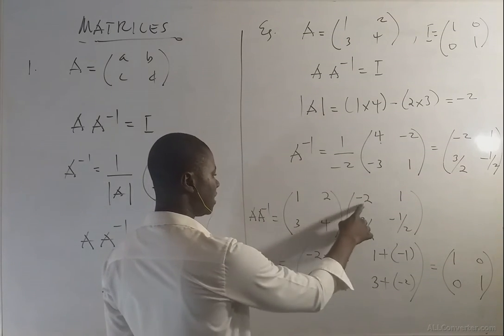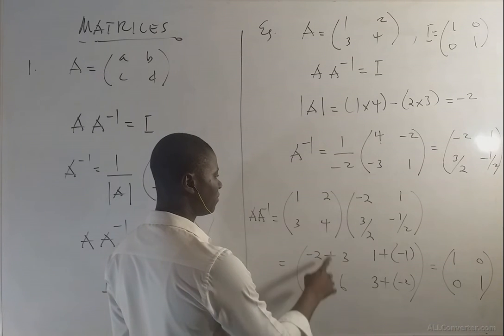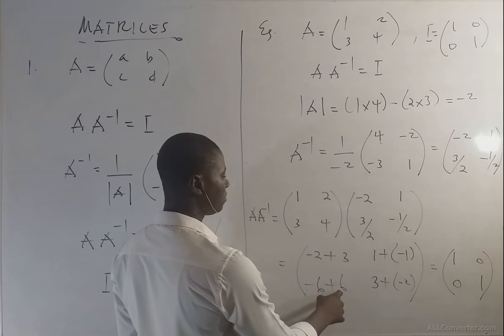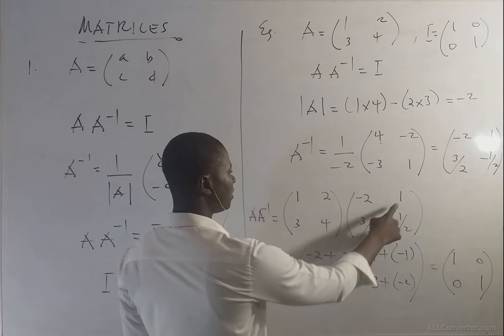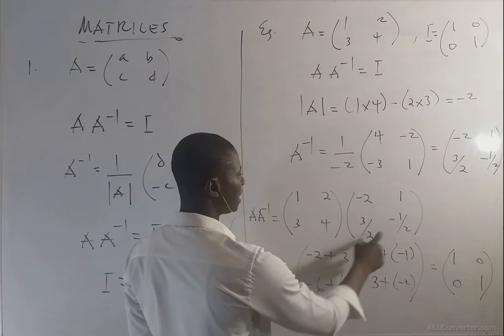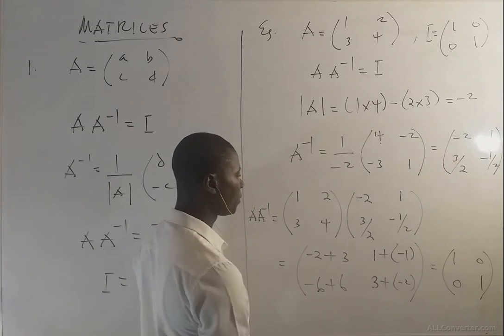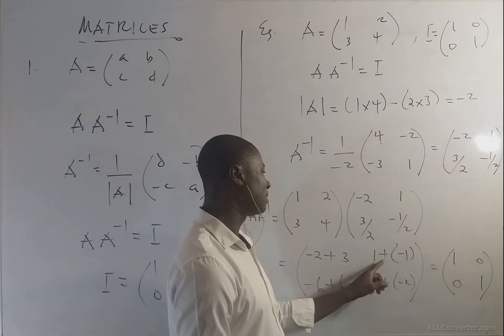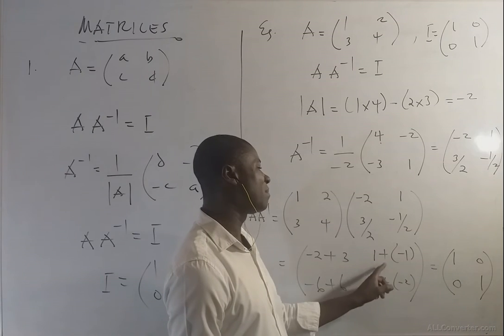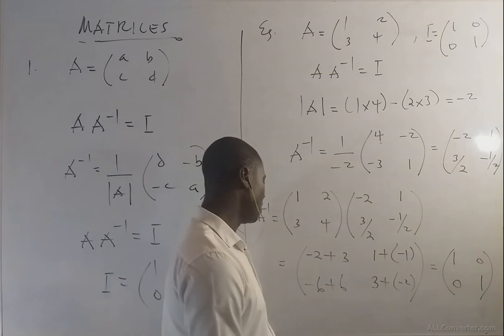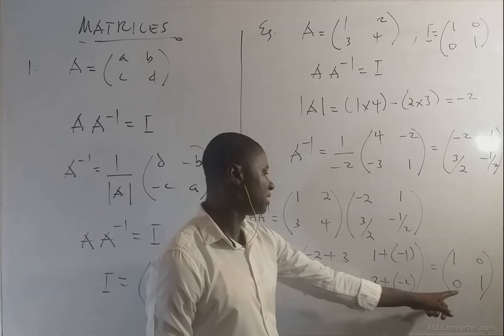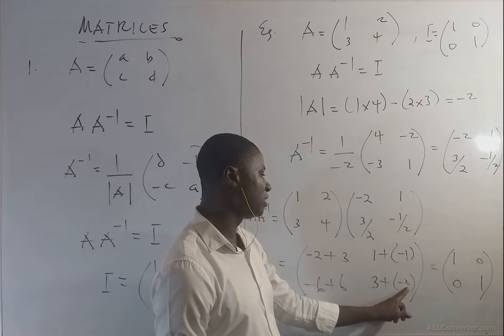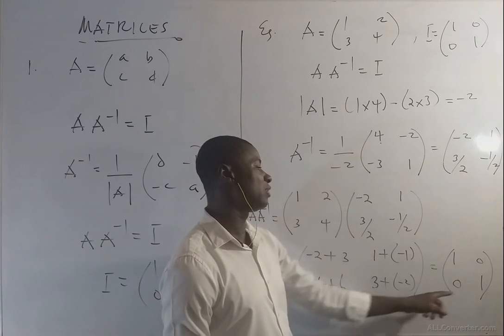Now 3 times minus 2 give us minus 6, plus 4 times 3 on 2 will give us 6. Then 3 times 1 will give us 3, plus 4 times minus half will give us minus 2. And so if you want to simplify, minus 2 plus 3 will give us 1. Then 1 plus minus 1 is the same as 1 minus 1, and that will give us 0. And minus 6 plus 6 will give us 0. Then 3 plus minus 2 is the same as 3 minus 2, and 3 minus 2 is 1.